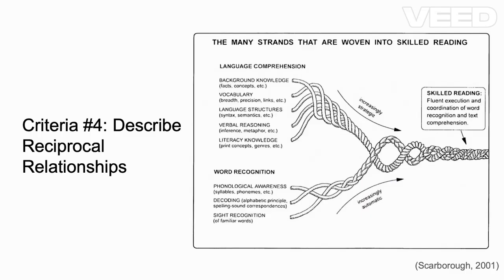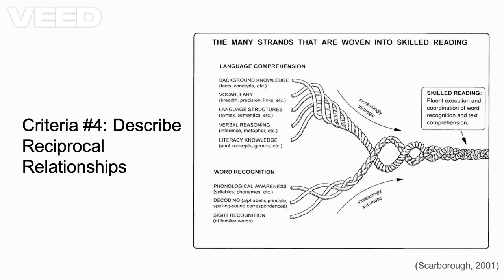Criteria 4. Describe reciprocal relationships. So when we talk about reciprocal relationships, we're talking about when one skill develops, another skill develops. Atypically, there's also the possibility that if one skill develops, another skill declines, but in the case of reading and writing, so overall literacy, what we'll generally see is that when one skill develops, another skill develops.